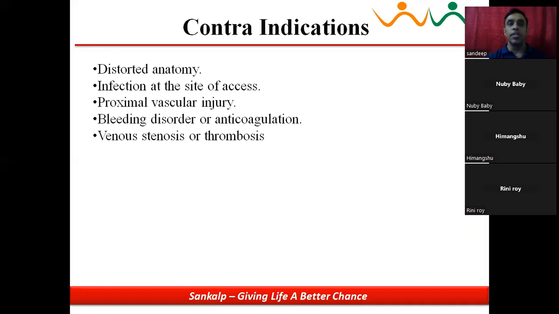Contraindication: if these problems are there, they are not supposed to insert the central line. Distorted anatomy, and infection at the site of access where we are going to insert. If there is any infection on that side, we are not supposed to use that side. Proximal vascular injury, bleeding disorder, or anticoagulation. Especially in our cases, we see aplastic anemia patients who have bleeding problems and low platelets. For such patients, first we have to fix that. We have to do sufficient transfusion, then we can take them. Otherwise, with low platelets, we cannot do central lines. And venous stenosis or thrombosis.